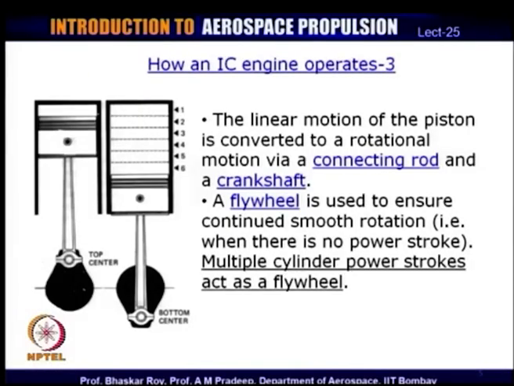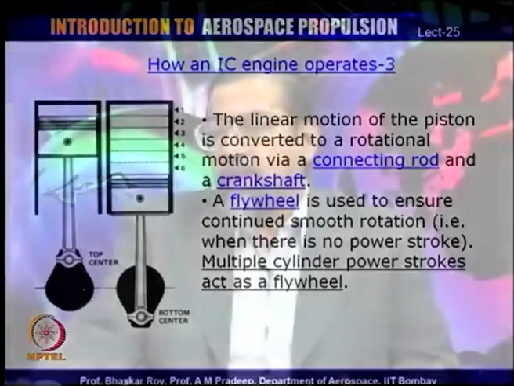So, as a result continuous power is being supplied to the crankshaft, and the whole flywheel, or the crankshaft and propeller combined, continues to rotate all the time, because some cylinder or the other, almost on a continuous basis, is supplying power to the main crankshaft. And this is how, typically in an aircraft engine, a multi-cylinder arrangement continues to supply power to the main crankshaft.